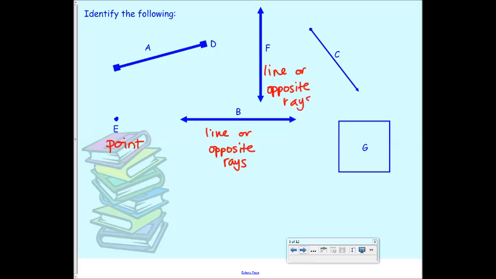What's C? C is a ray. Good. How do you know C is a ray? It only has that one endpoint. What's A? A is a segment. What's D? D is an endpoint. Good. And then what's G? A plane. A plane. Good. G is a plane.